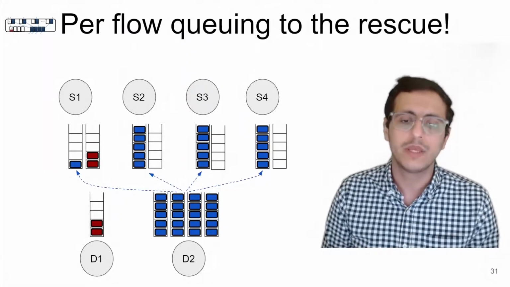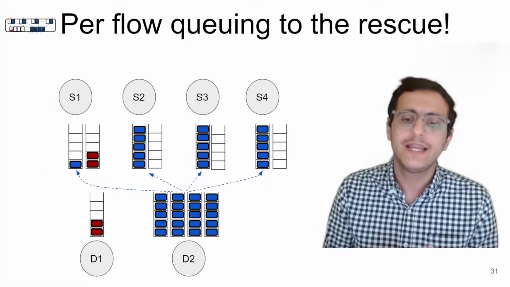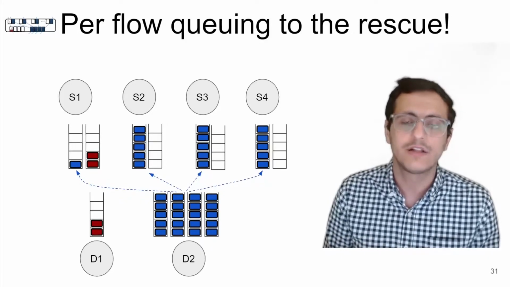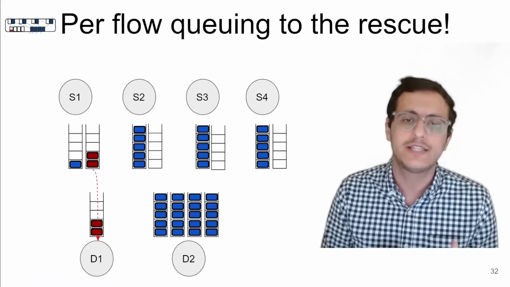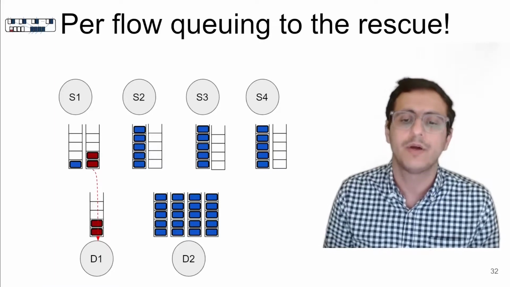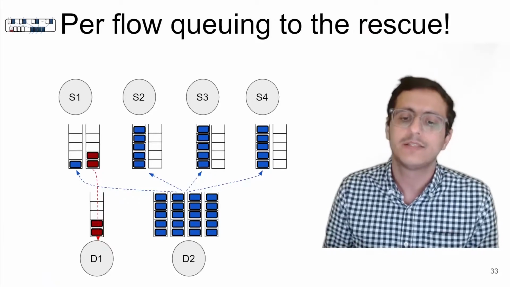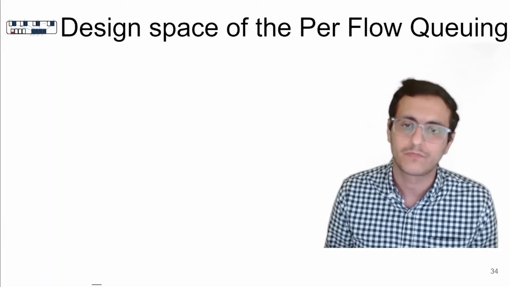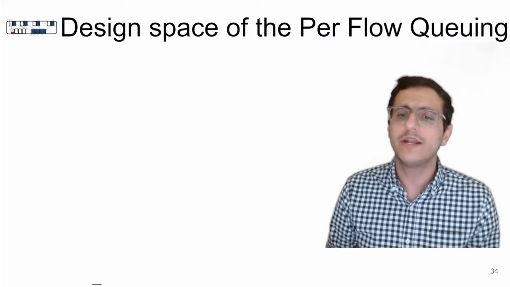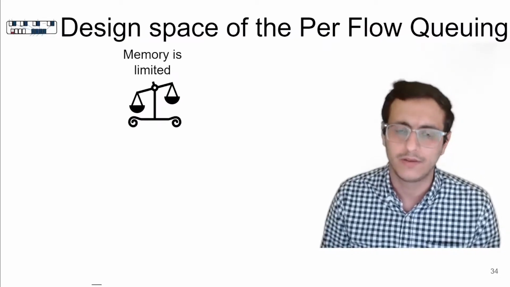With per flow queuing, we can allocate or dedicate a separate queue for every single flow. With this, you can see that the red flow can easily go to its destination without being impacted by the blue flow. And if we want to pause the blue flow, we can pause it because it is in a separate queue. Now, there's a trade-off in designing per flow queuing.